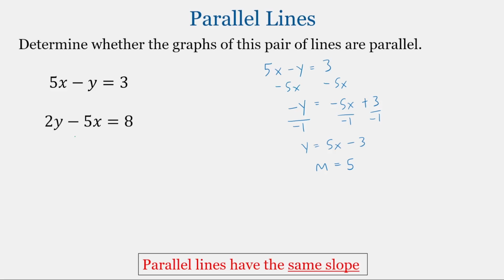And for the second equation, we're going to write it in slope-intercept form. So I'll start by adding 5x to both sides. We now have 2y equal to 5x plus 8. We have a coefficient of 2 in front of our y, so we're going to divide everything by 2. We have y equal to 5 halves x plus 4. So last time I checked, 5 halves is not equal to 5. So no, these lines are not parallel.